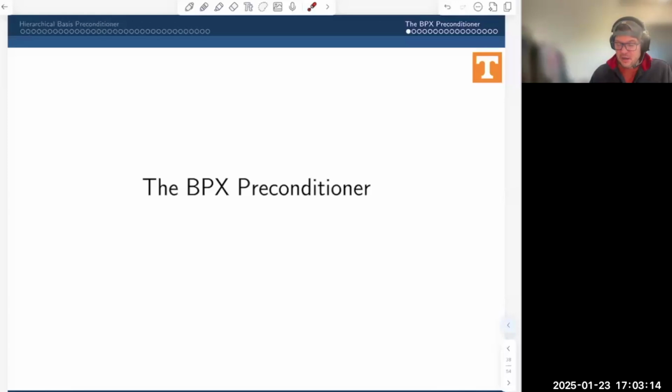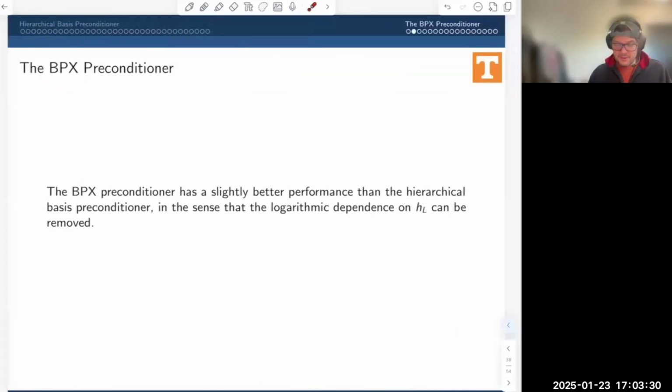I've referenced Brenner and Scott because that's where most of this material is coming from for the proof of this. But the original idea comes from these three mathematicians, Bramble, Pasciak, and Xu. And so it's called the BPX preconditioner for that reason. It has slightly better performance than the hierarchical basis preconditioner, but it has some drawbacks as well. The nice thing is that we don't have to deal with this logarithmic dependence anymore.